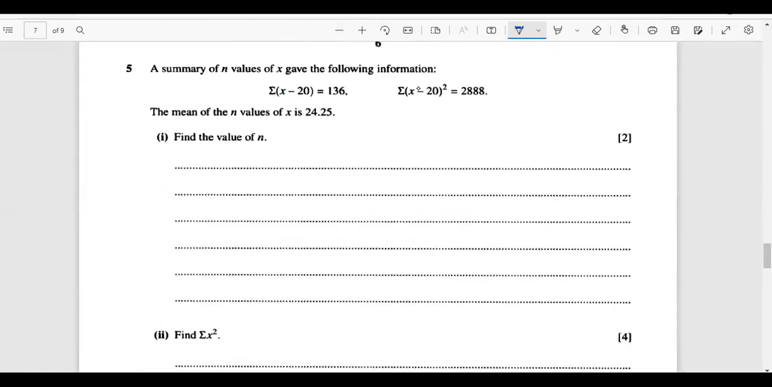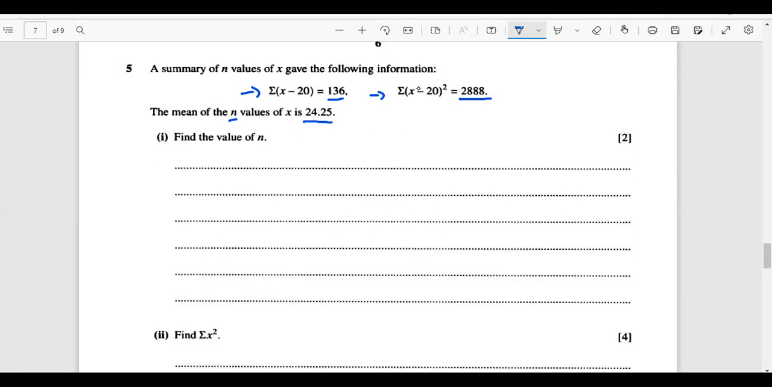Okay, perfect. It says a summary of n values of x gave the following information. Now you do not have all the table and all the raw data. You do not have any data. You just have the final information. This is summation x minus 20, that is 136. And this is summation x minus 20 squared, that is 2888. The mean of these n values is 24.25. Find the value of n.